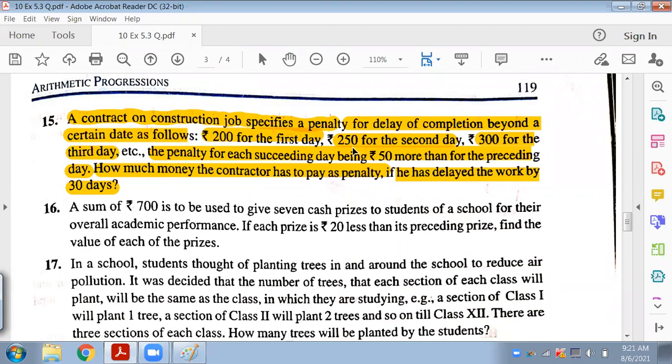So we are going to take that and we are going to find the common difference. The amount paid on the first day and the second day, if you take it together, from there we can find the common difference. And the contractor is delaying for 30 days, so we can take n as 30, and then we can find the sum, and whatever is the sum, that much amount he has to pay as penalty.